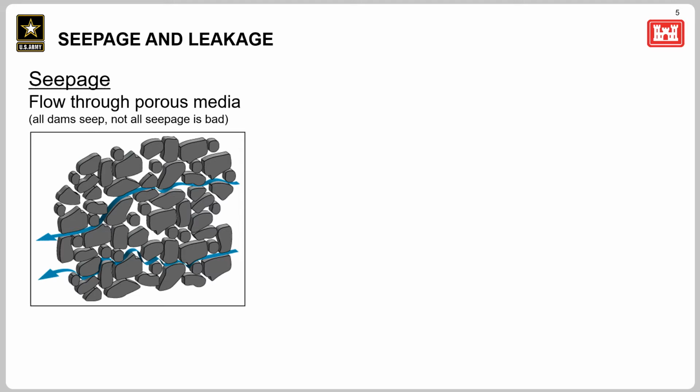Seepage and leakage are the primary driving forces behind internal erosion. So what's the difference? Well, seepage is flow of water, in our case, through a porous medium. Not necessarily a bad thing. All of our dams seep, but seepage isn't necessarily going to lead to any kind of a failure mode. That's one reason why seepage and piping terminology is not preferred, because it sort of has an implication that the two things always go together.